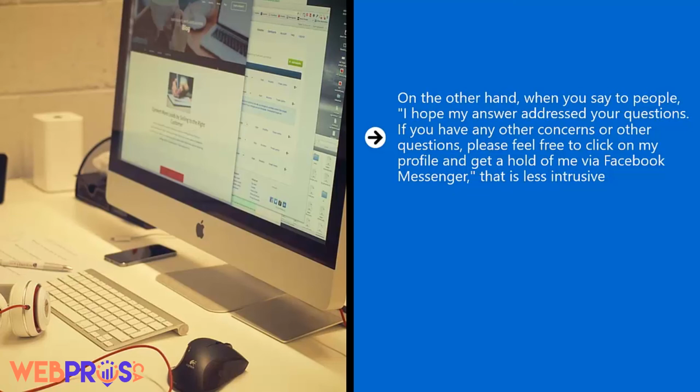That is less intrusive. It also builds on the value of the content you shared. In other words, if and only if people feel that what you shared is valuable, would they go through the time and bother of reaching out to you through Facebook Messenger? Do you see how powerful that is?